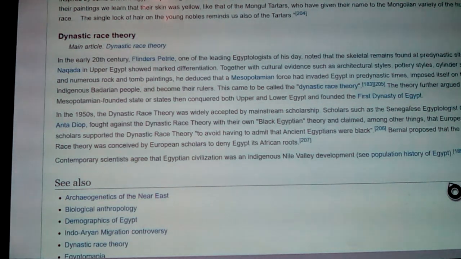Bernal proposed that the dynastic race theory was conceived by European scholars to deny Egypt its African roots, and Caucasian North African roots, but then again, those haplogroups run up into there too, and the Proto-Indo-Europeans and everything that went on in all of the known world at that time was Caucasians. Contemporary scientists agree that Egyptian civilization was an indigenous Nile Valley development.